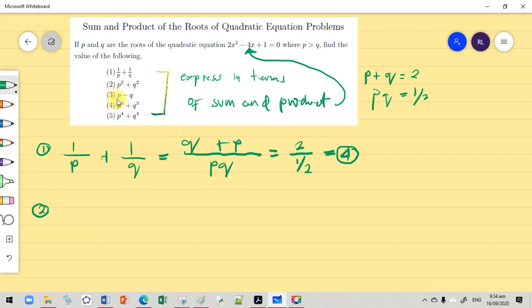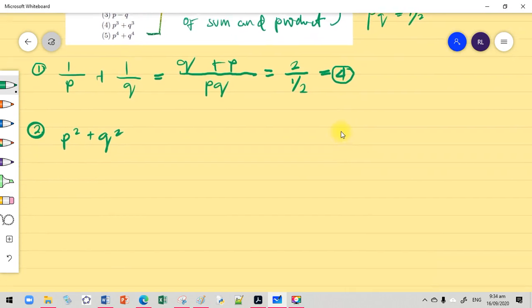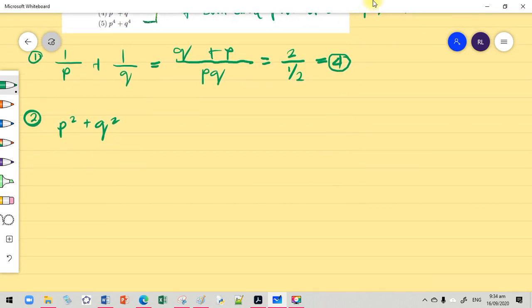Number 2 needs a little bit of explanation. So we're just going to move it here. If we expand P plus Q squared, you get P squared plus 2PQ plus Q squared. For it to be equal to P squared plus Q squared, we just have to remove the 2PQ.